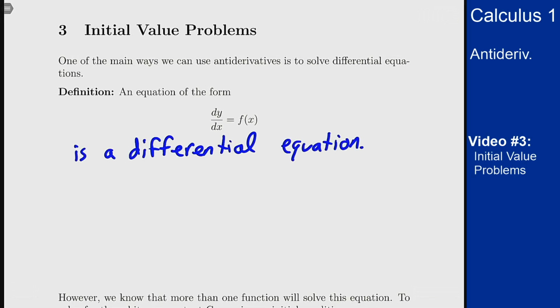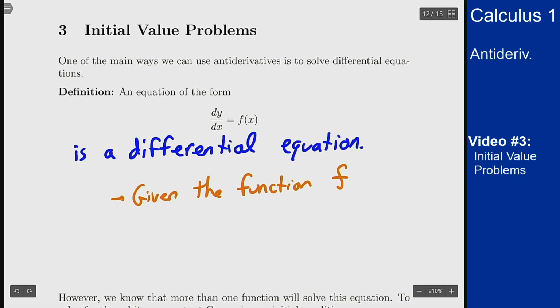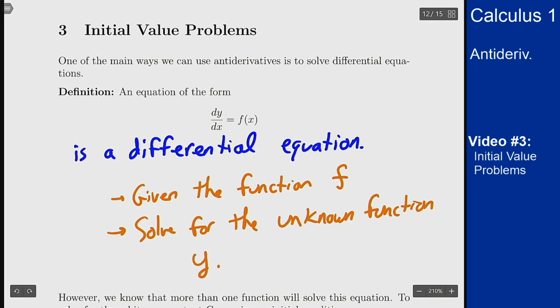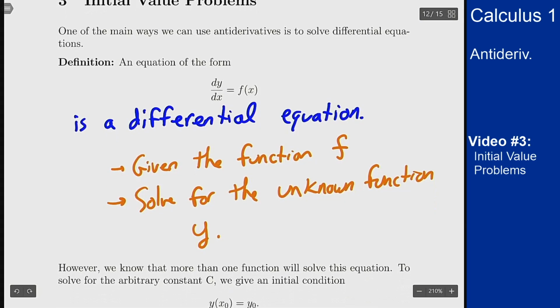There are many other types of differential equations. This is one of them, but this is the main example that you will see in this class. The point here is you'll be given the function f, and you want to solve for the unknown function y. Since this is an equation involving derivatives, it's called a differential equation. However, based on our work from before, we know that more than one function solves this equation, right?